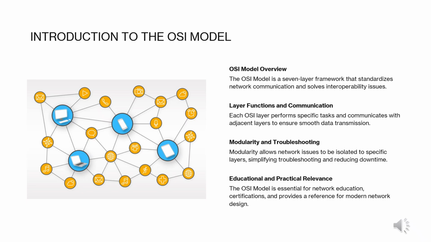The OSI model is essential for network education and certifications and provides a reference for modern network design. In the OSI model, the physical layer is like cable and hardware. The data link layer handles MAC addresses, the network layer handles IP addresses, and layers 4 to 7 are transport, session, presentation and application. It is all about how data is getting transferred from point A to point B.